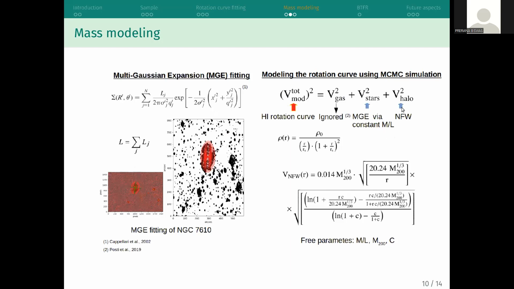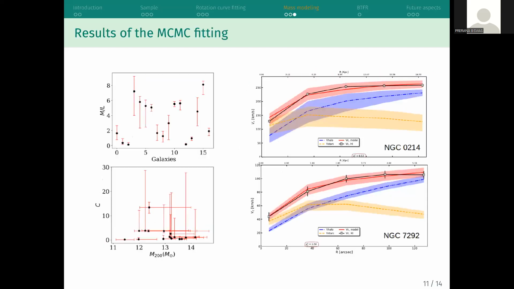And we consider the V halo as an NFW profile and took as priors the M200 and the concentration parameter C. And for now, we have ignored the V gas contribution, and V total is our data that comes from the HI rotation curve. So we ran MCMC simulations with our free parameters: the mass-to-light ratio, M200 and C. So here are some results from the simulation run. We can see that the M/L comes right around 5, which is almost equal to the SDSS r-band mass-to-light ratio, which is 5.